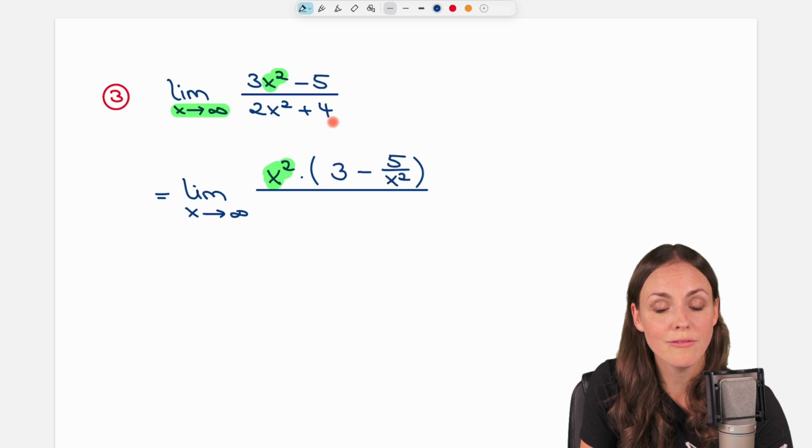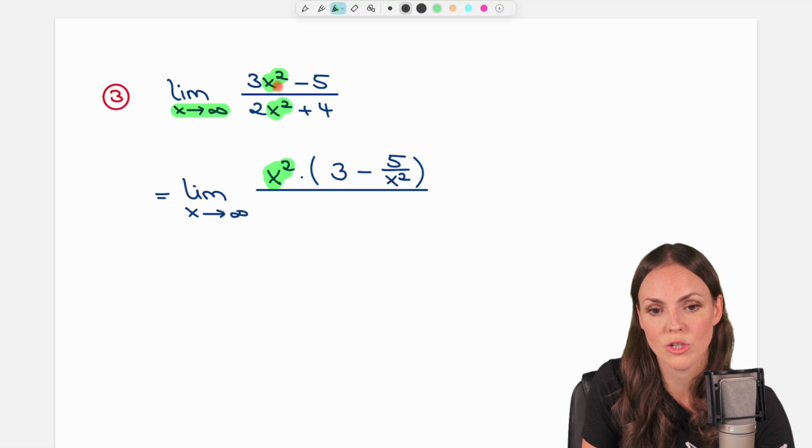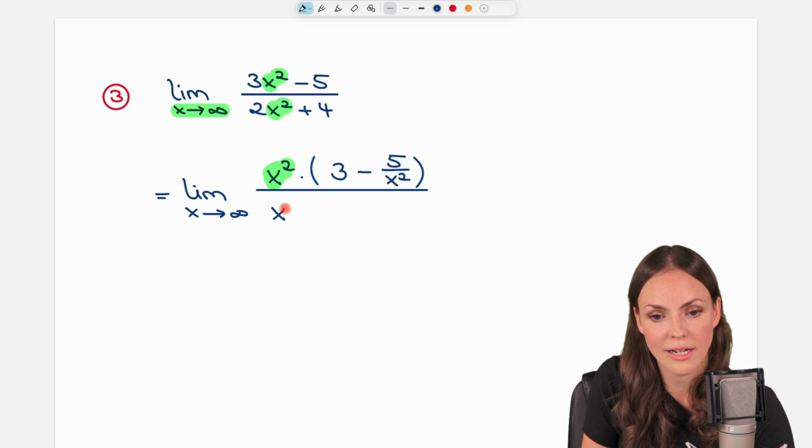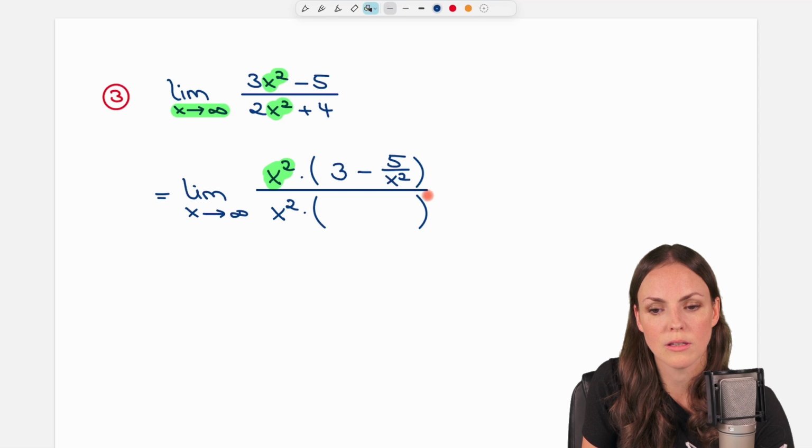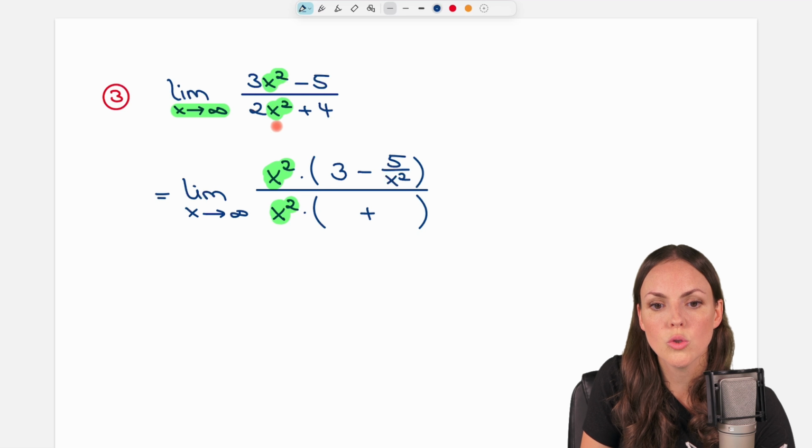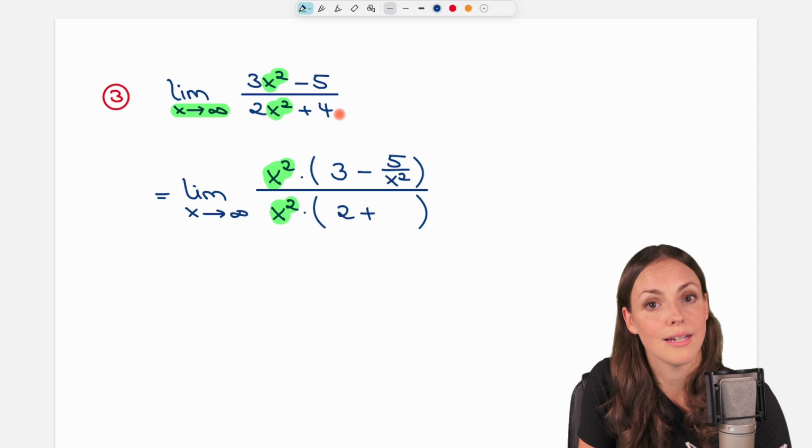We try to find the power with the highest exponent, which is x to the power of 2, and we factor it out now. We factor x to the power of 2 out, and what is left in the parentheses then? This time we have a plus here in between. If we factor out the x squared here, only the 2 is left. And what about this part here? There is no x squared in here again.